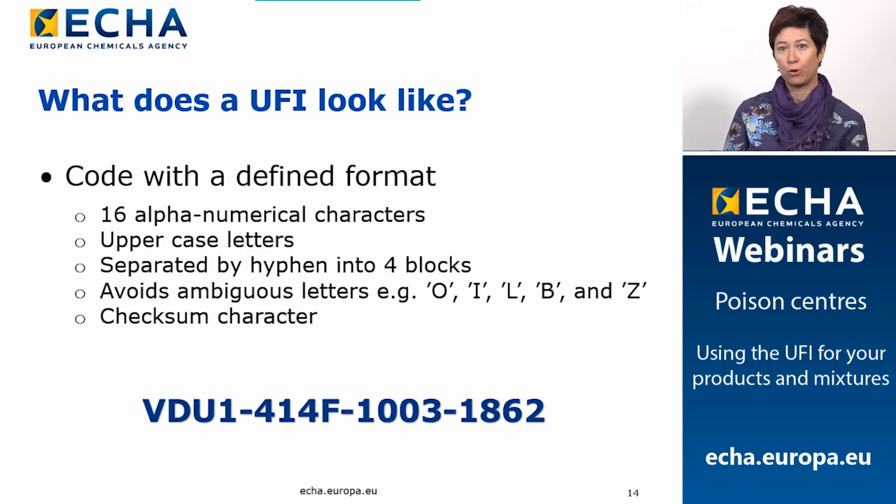The UFI is a code which has a defined format. As you can see from the example below, it will contain 16 alphanumerical characters separated by hyphens into 4 blocks, which help improve the readability and make it easier to recognize the UFI among other codes on the label. The letters are all uppercase, and there is no use of ambiguous letters such as O or I, which could be misread for the numbers 0 or 1.